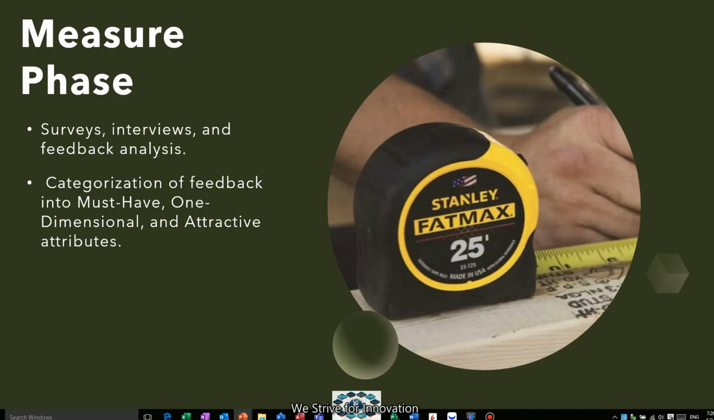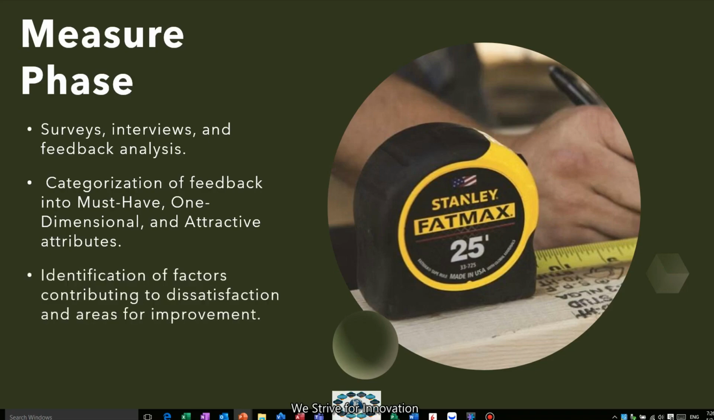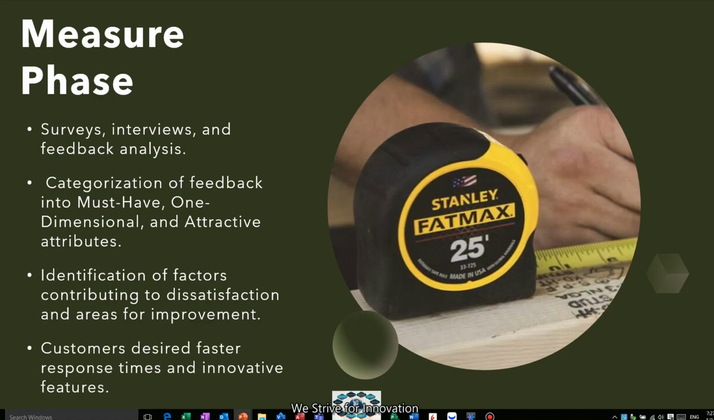We'll be discovering factors that contributed to our customer dissatisfaction, and then we'll find an area of improvement. Also, we'll discover factors that will lead to customer concern, while basic functionality, the must-have, was met. Why customer desire faster response time, which is the one-dimensional, and innovative features also, which is the attractive category. Those 2 the customers are really concerned about.